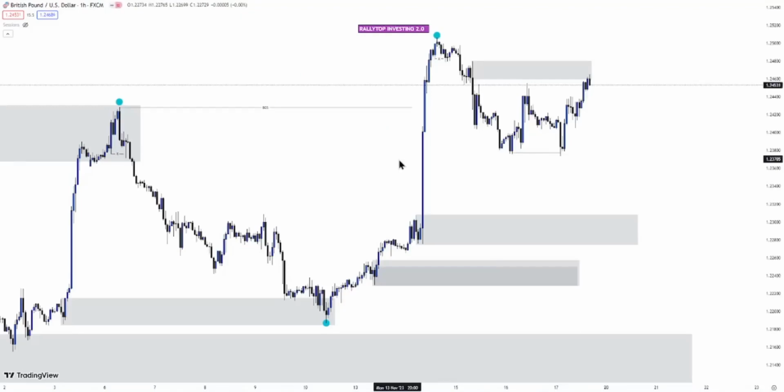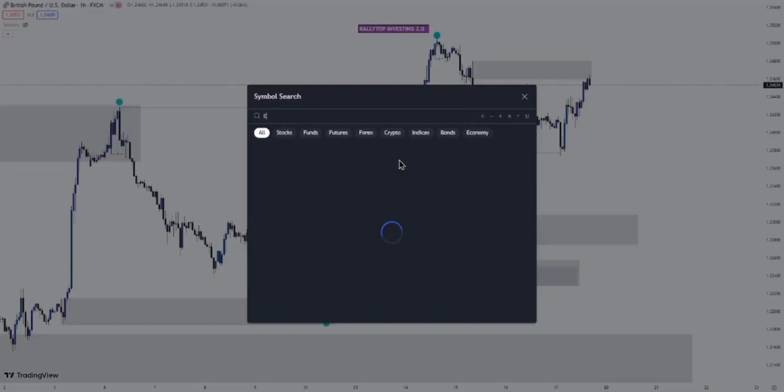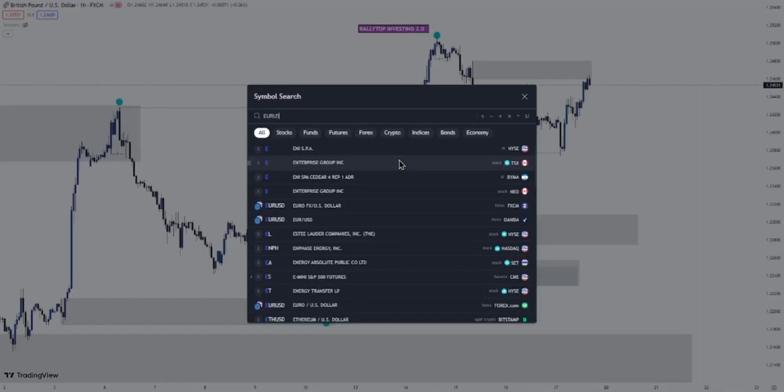So let's quickly get to Euro USD and know what price is doing over there.